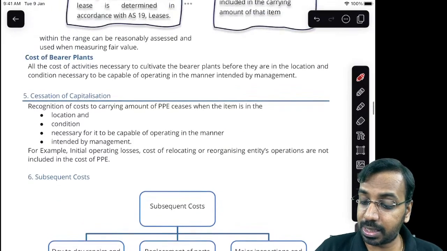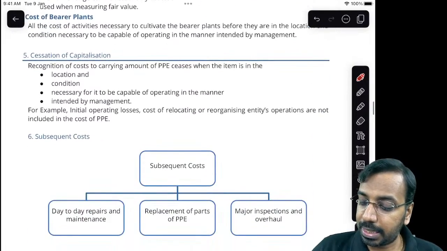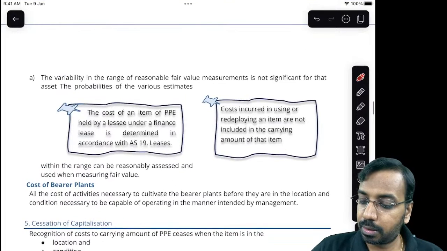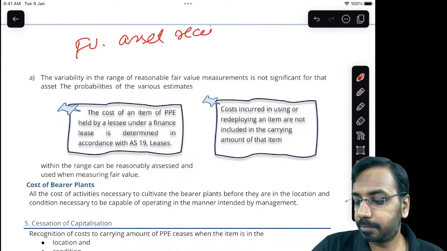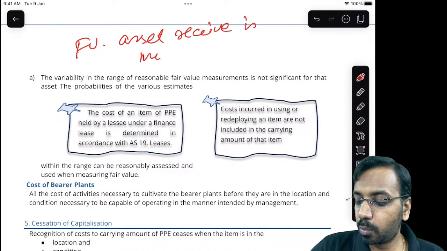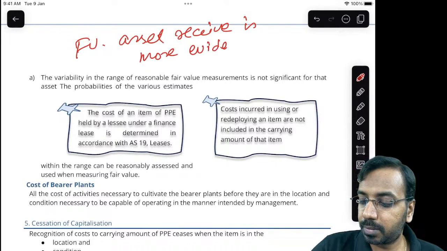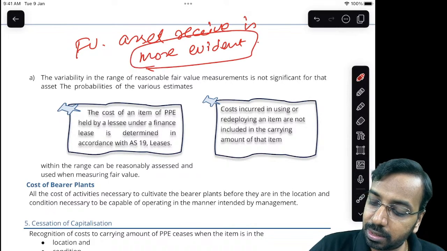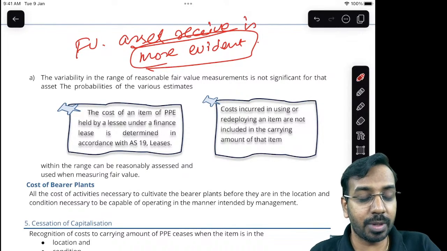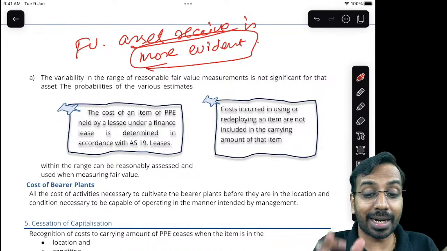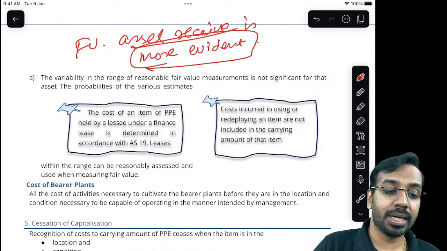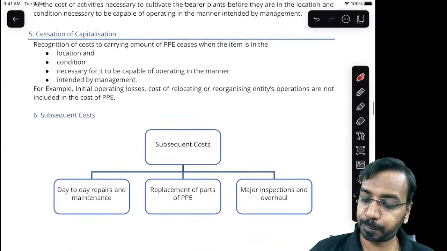But sometimes what happens is, if the fair value of the asset received is more evident, then you will take the fair value of the asset received. More evident means which has more evidence, which you can determine properly. So that you will always consider. Right.